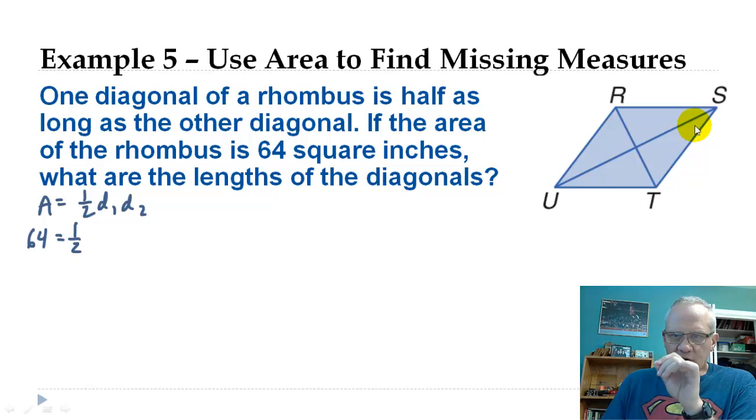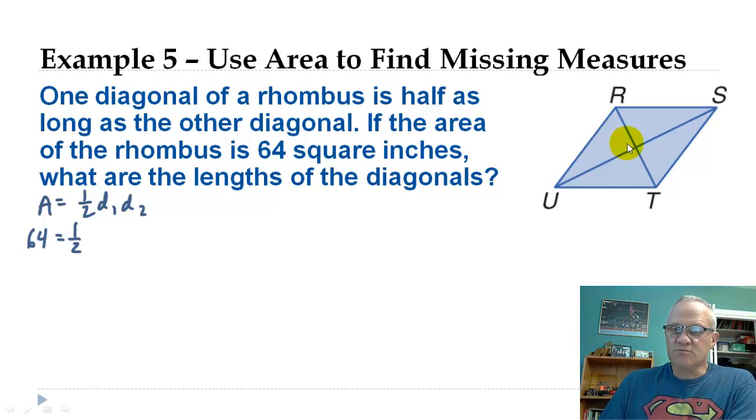Remember, whenever we don't know a number, we can use a variable to help us find that. Now, the key is you have to use the same variable. You can't call one diagonal A and one diagonal B. That's not going to get you anywhere. You have to use the same variable. Well, since it told us that one was half as long as the other, you could go about this two ways. I'll show you both, but I'm going to go the easy way here. You could say, if I call US X, then I could call RT 1/2 X, because it's half as long.